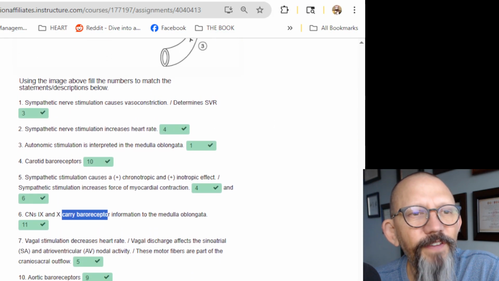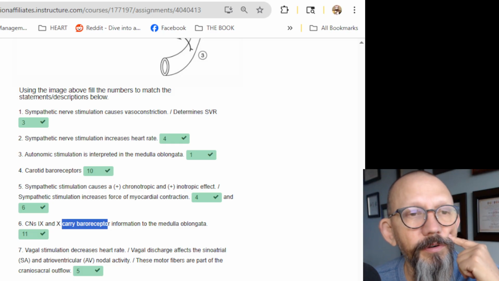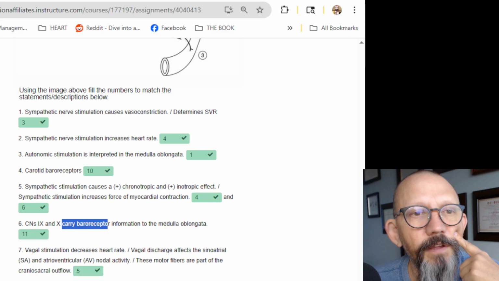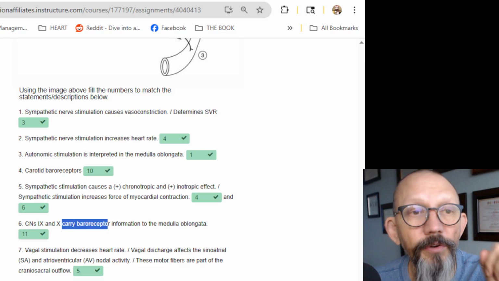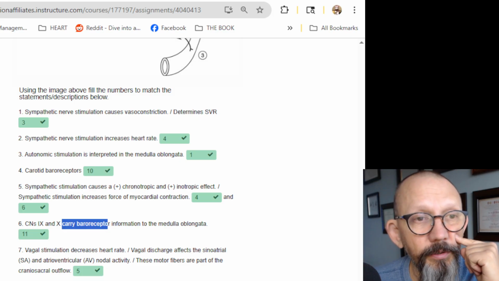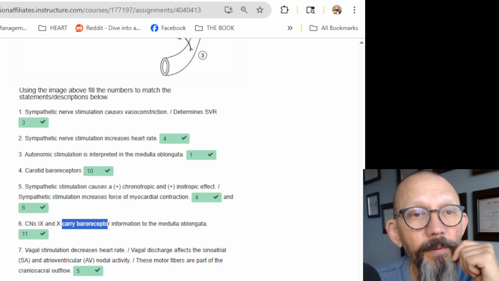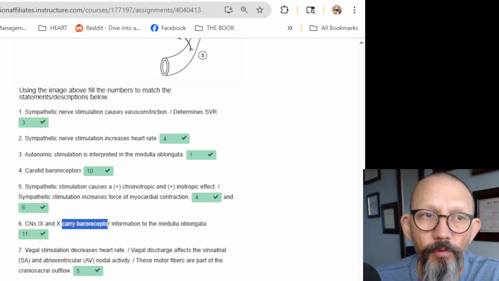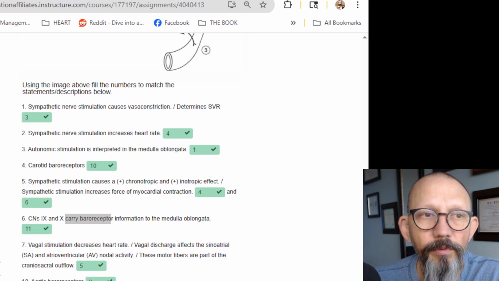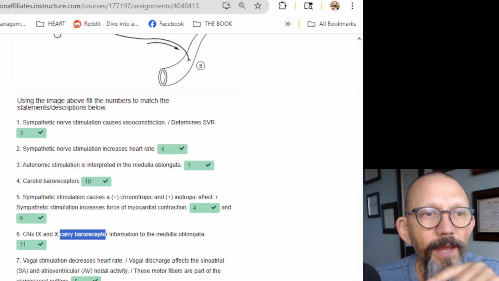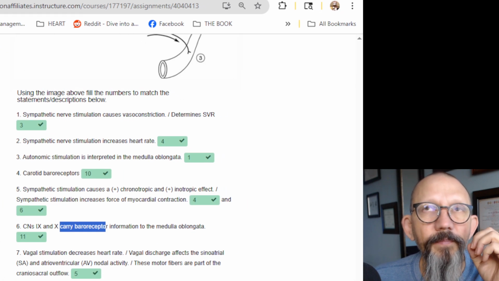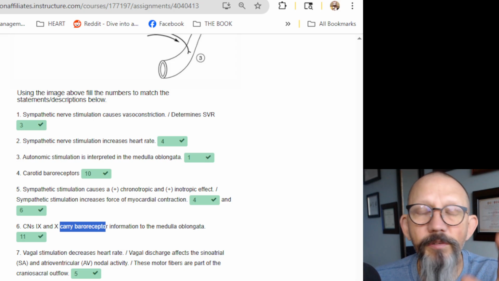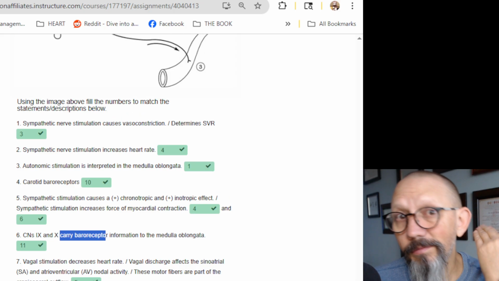Okay, going on from that one. Number 7, vagal stimulation, right? This is cranial nerve 10. It decreases the heart rate, rest and digest, right? Vagal discharge affects the sinoatrial node and AV node. These motor fibers are a part of the craniosacral flow. It says craniosacral here, right? Craniosacral, which I talked about before, had to do with the part of the autonomic nervous system called the parasympathetic, cranial, right?